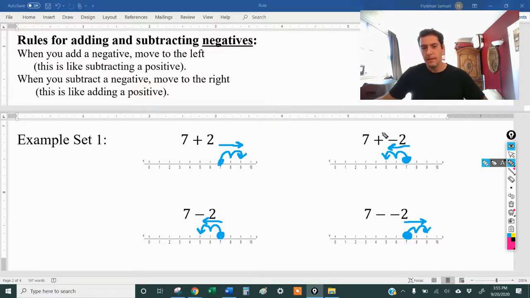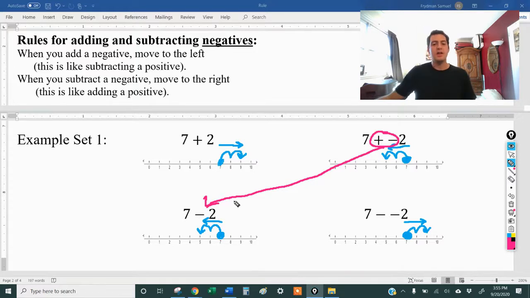So, in other words, adding -2 is exactly the same thing as subtracting +2. And another pair that goes together is these two over here. You can see that in both cases, we're moving 2 spaces to the right.